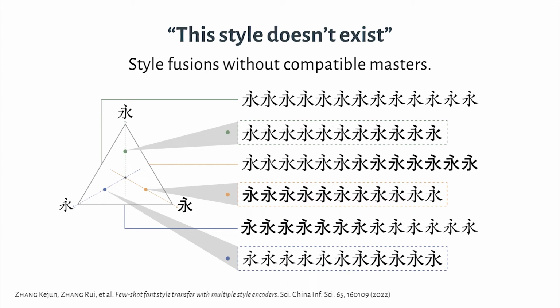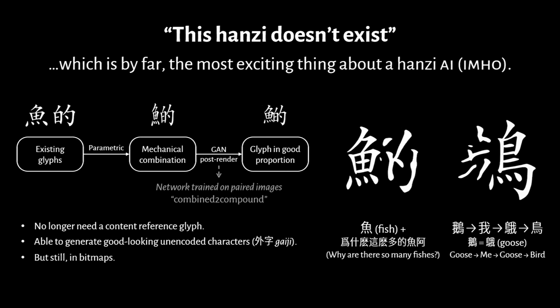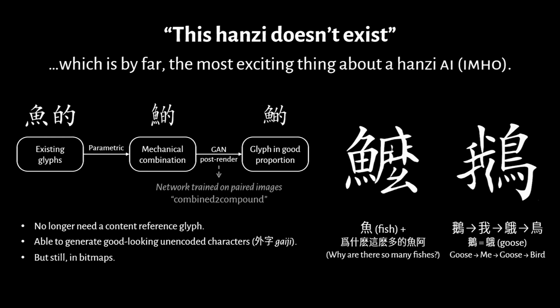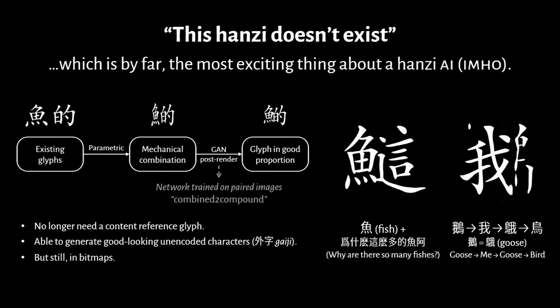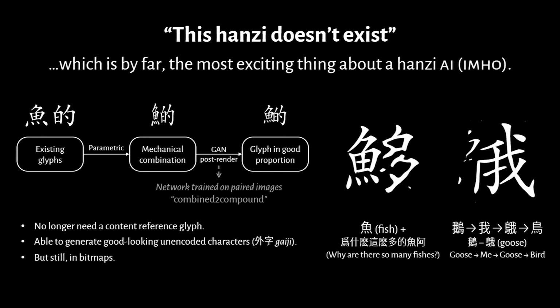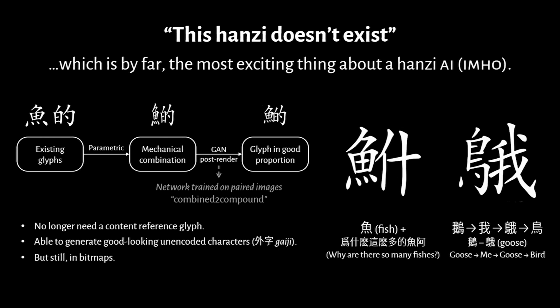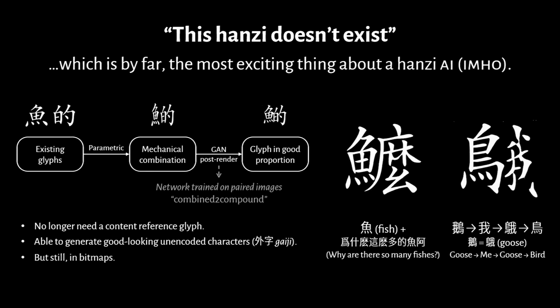We can get any fusion in this triangle, making style combinations in any proportions smoothly, without previously drawing compatible multiple masters. But even with this MSEMV, we cannot generate the characters for which we do not have a content reference. It is often the case that the character has not yet been encoded. Such a task is also known as the Gaiji problem, which has haunted the field for decades.